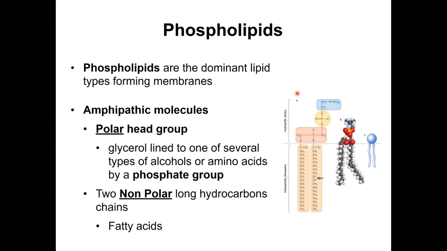Now, because of that, these molecules are amphipathic, so they have a clear polar head and a clear non-polar or hydrophobic tail here. And therefore, they tend to clump together with the heads connected with each other and with the hydrophobic tails connected with each other, forming the phospholipid layer.